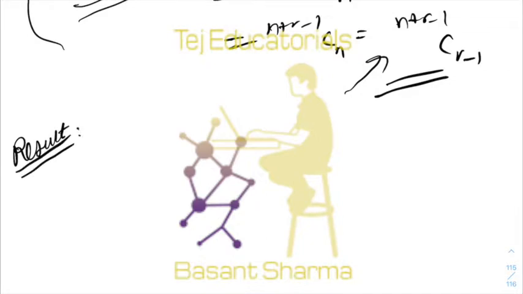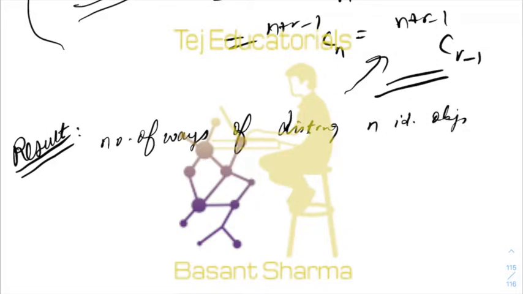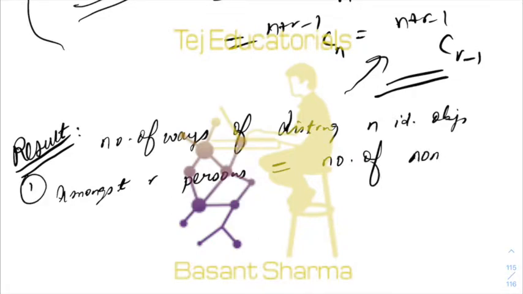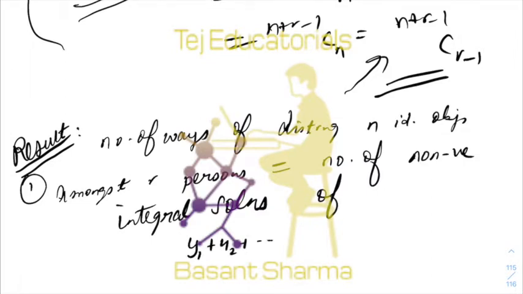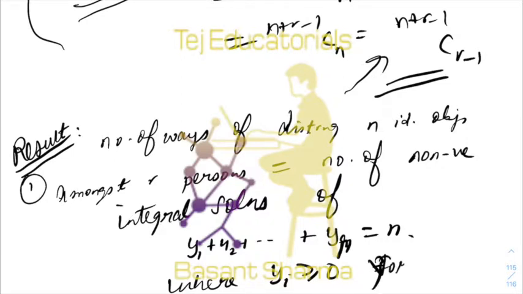The result is the number of ways of distributing n identical objects amongst r persons is equal to the number of non-negative integral solutions of y1 plus y2 plus ... plus yr is equal to n, where yi is greater than or equal to 0 for all i equal to 1 till r. Alright.